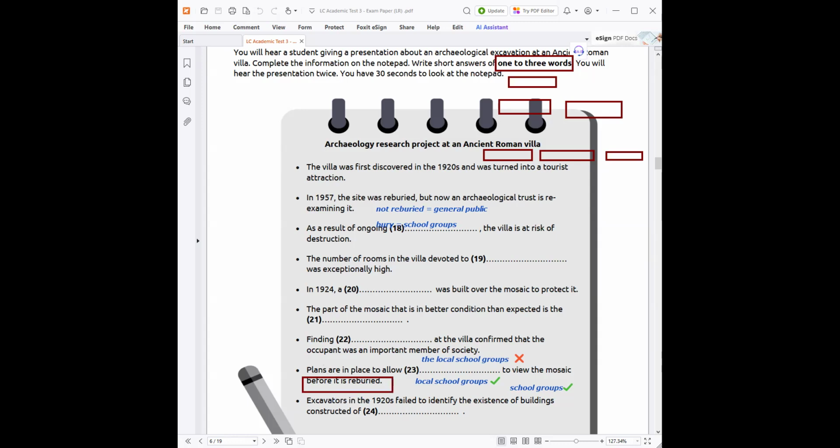Now listen to it. Now he will say. In the meantime, organised visits will be arranged to give local school groups a chance to see the remains before the site is backfilled. Before it is backfilled, before it is reburied.